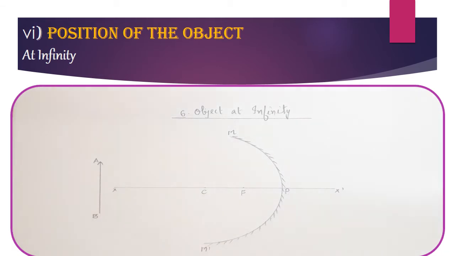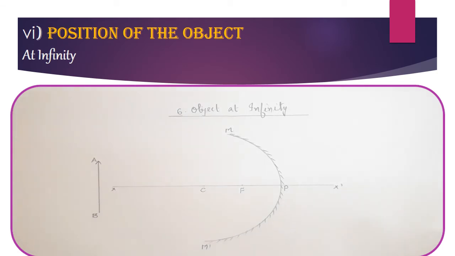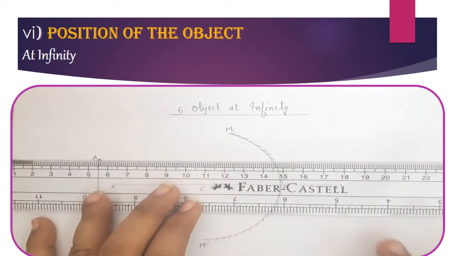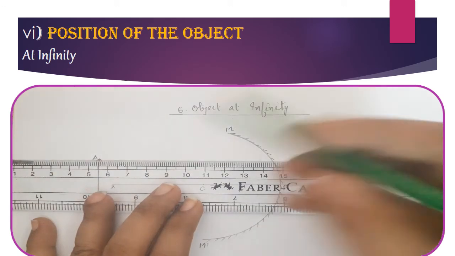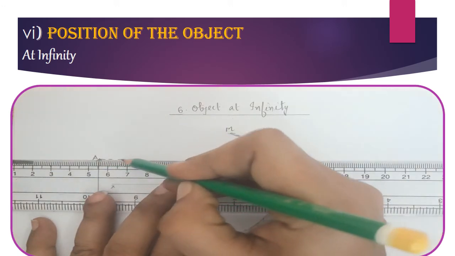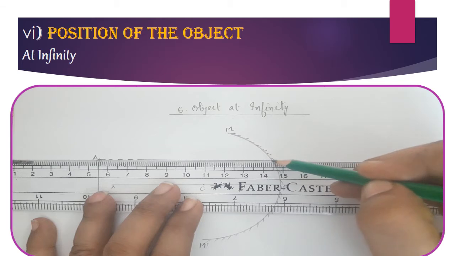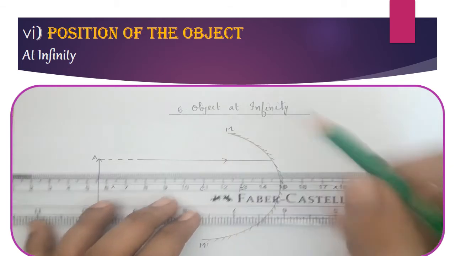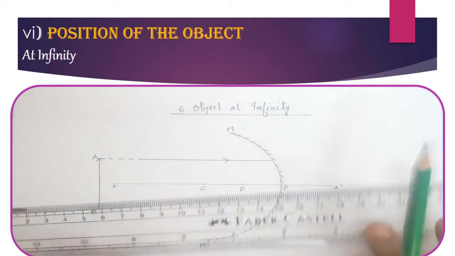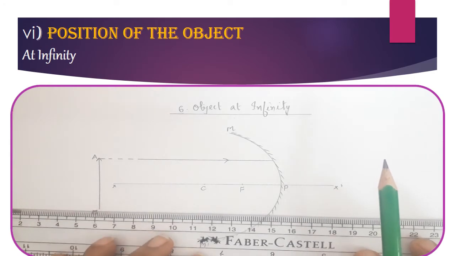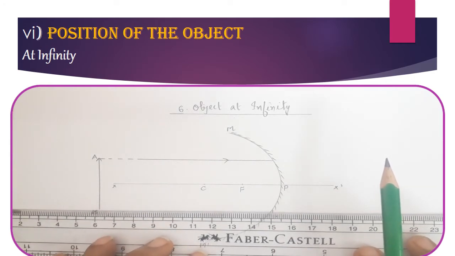Since the object is very far, the light rays coming from the far away object will be parallel to each other. So we are just showing two light rays, incident rays. This is our first incident ray, and these dotted lines show that the light rays are coming from a far off distance.